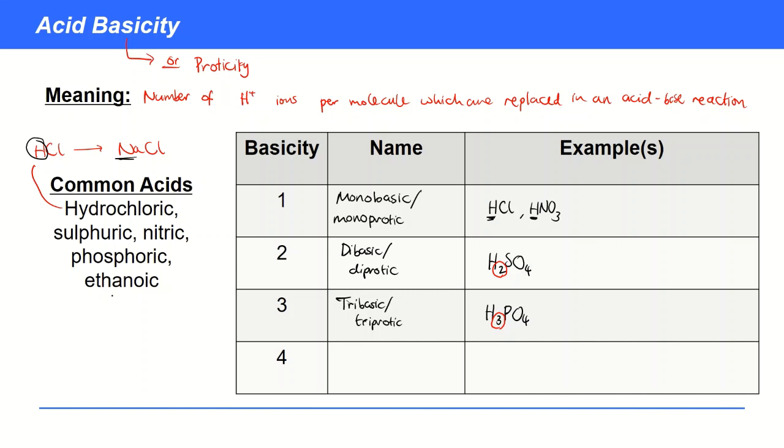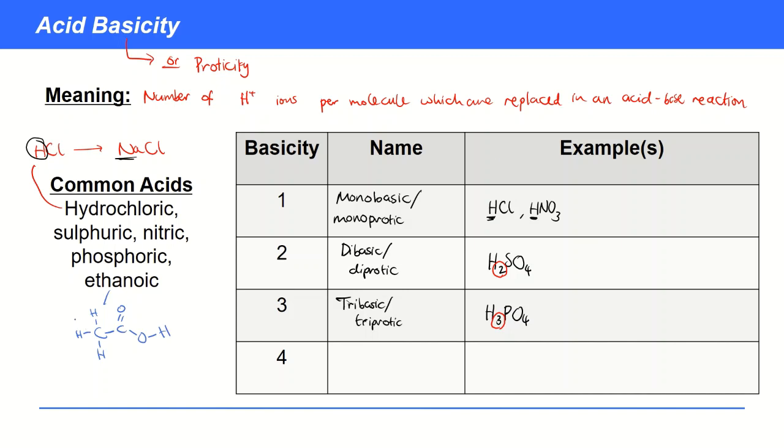And then we come to ethanoic acid, which is an interesting one, so I'll just draw its structure out here. So this would be, I'll do a displayed formula just to show you. So this is the structure of ethanoic acid. Now what's the proticity here? Now this is where we need to be really careful. It's the number of H+ ions per molecule which are replaced in an acid-base reaction.